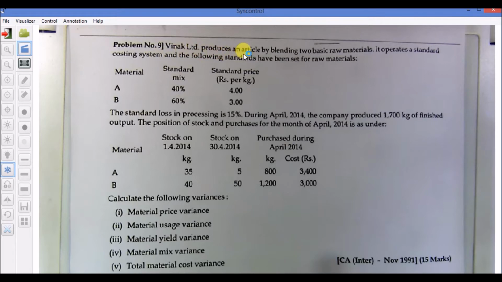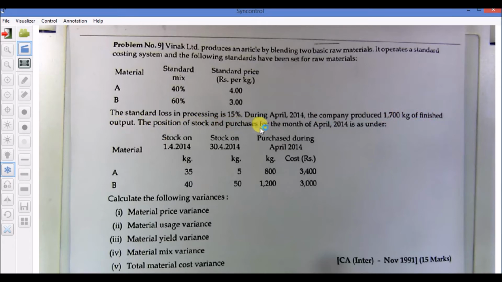Vinayak Limited produces an article by blending two basic raw materials. It operates a standard costing system, and the following standards have been set for raw materials. Material A, B, standard mix is 40 and 60%. The standard price is 4 and 3. The standard loss in processing is 15%. During April 2014, the company produced 1700 kg of finished output.